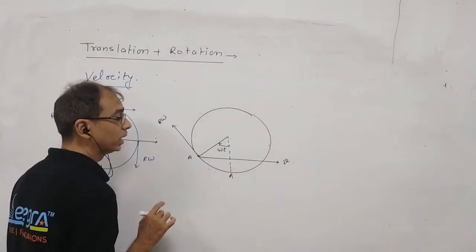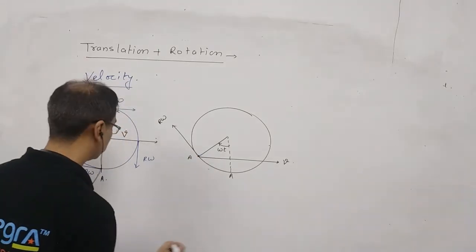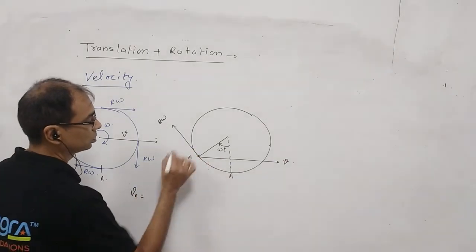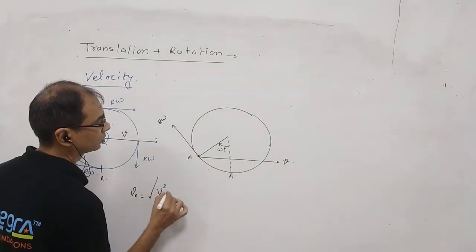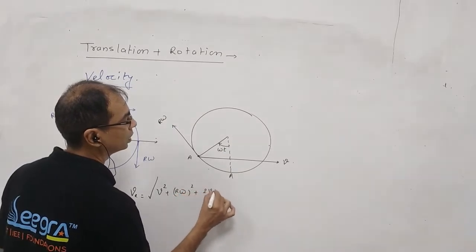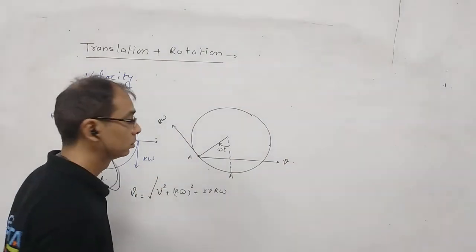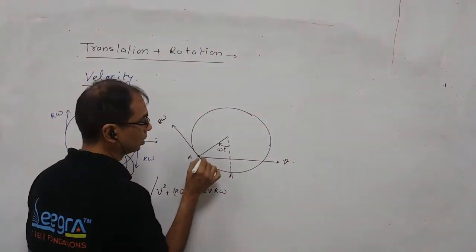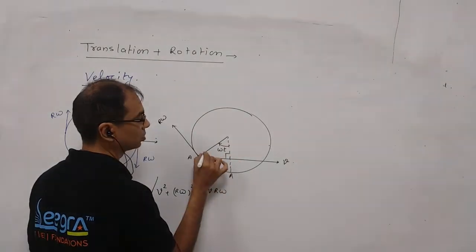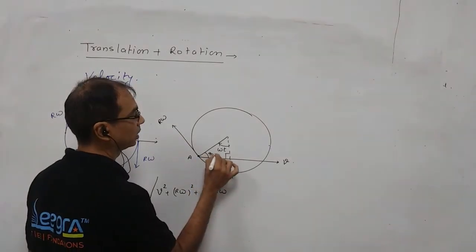But what mainly do I want? I want this angle. Why do I want the angle? Because the resultant velocity is actually the vector sum of these two, that is v square plus r omega whole square plus 2 v r omega cos of the angle. Now what is this angle? See, this is omega t, this is 90, so this is 90 minus omega t.